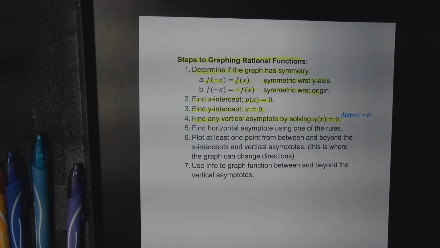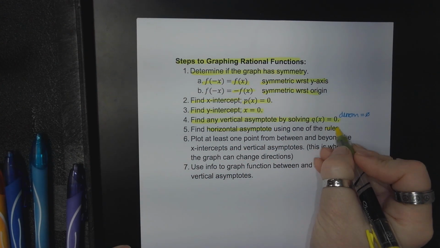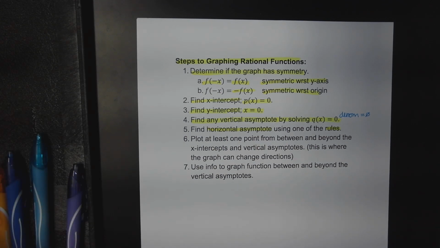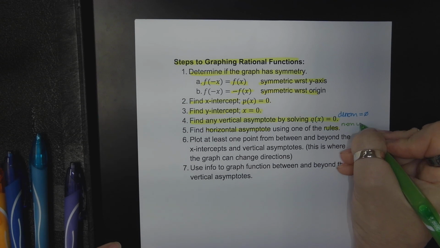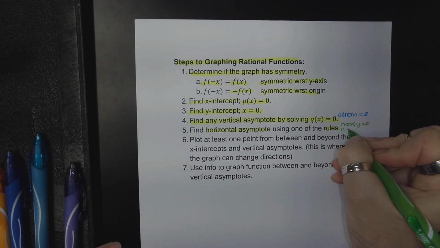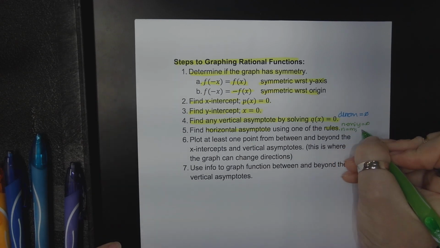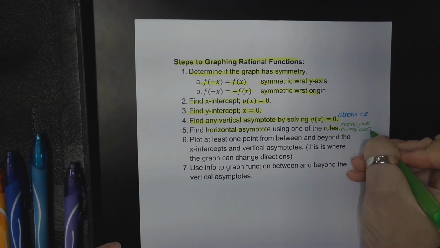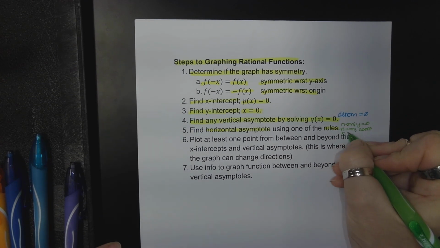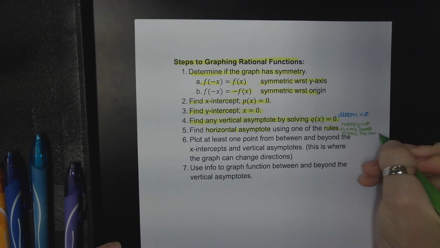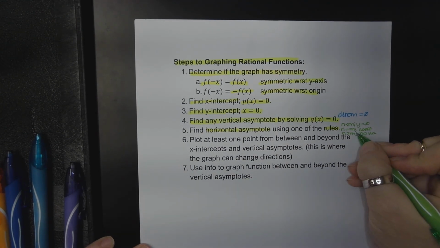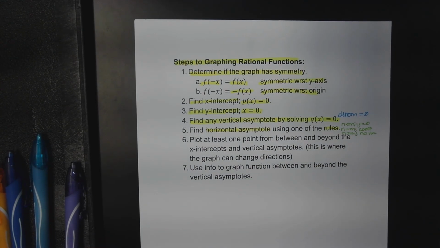Fifth step, find the horizontal asymptote. We do this by using our rules. I'm going to write them very small over here on the side. So if n is less than m, y equals 0. If n equals m, then we use our coefficients. And if n is greater than m, there is no HA. Okay? That right there is a little semicolon, in case you were wondering.